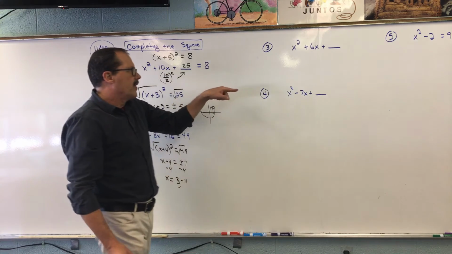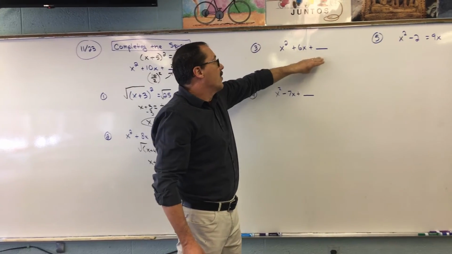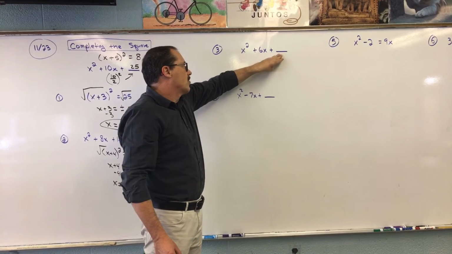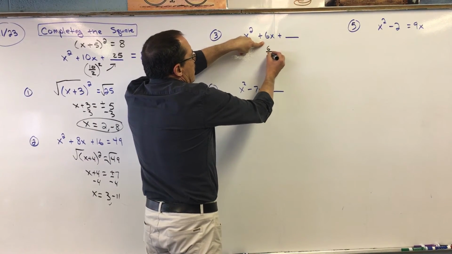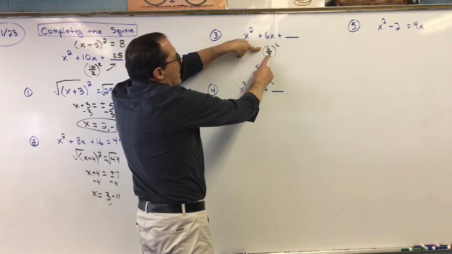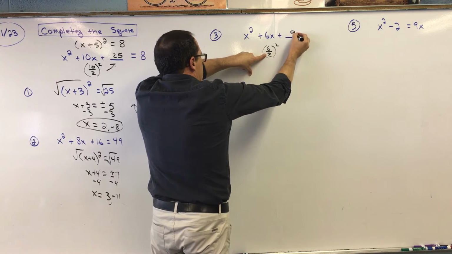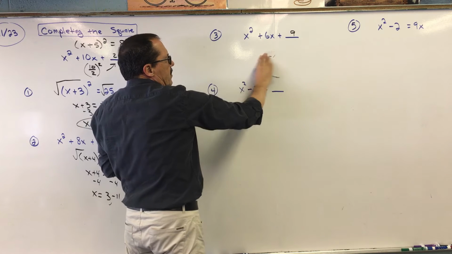Now number 3, what they want you to do is just take this expression. If you notice, there's no equal sign in it. They just want to know if you know what should go in here. So we take 6 divided by 2 and square it. 6 divided by 2 is 3, and 3 squared is 9. You can see how to do that, so I'm going to erase this.